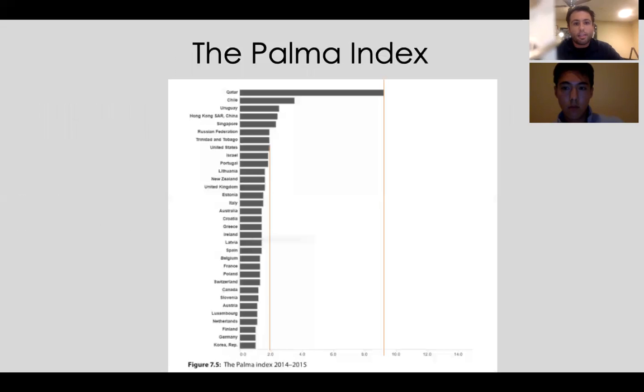Looking at this chart right here, you can see with the orange line for Qatar that Qatar's top 10% has 9.2 times as much income as the bottom 40% of the country. And looking at the United States, we can see that the top 10% of the population has 1.9 times more than the bottom 40%. You can just use this index to really see the distribution of wealth between the top 10% and the bottom 40%.